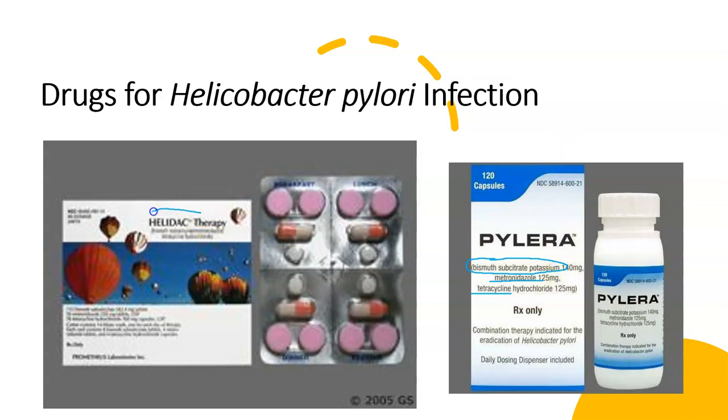So Helidac is one of the brand names, and it's a combination, and this is actually 3 separate doses that you take together. One of these is the antibiotic, one of these is the metronidazole, and then the pink is the bismuth subsalicylate or subcitrate, that's like Pepto-Bismol. And then Pylera is actually everything combined into one tablet. So these are 2 of the brand names that have the same ingredients. They're just kind of dosed a little bit different.